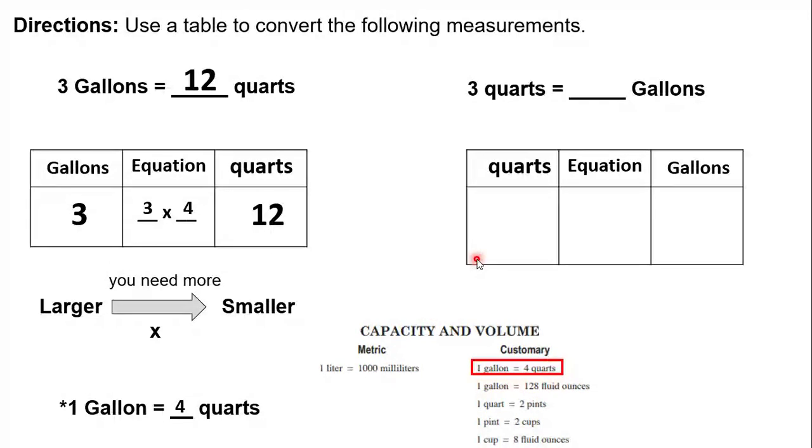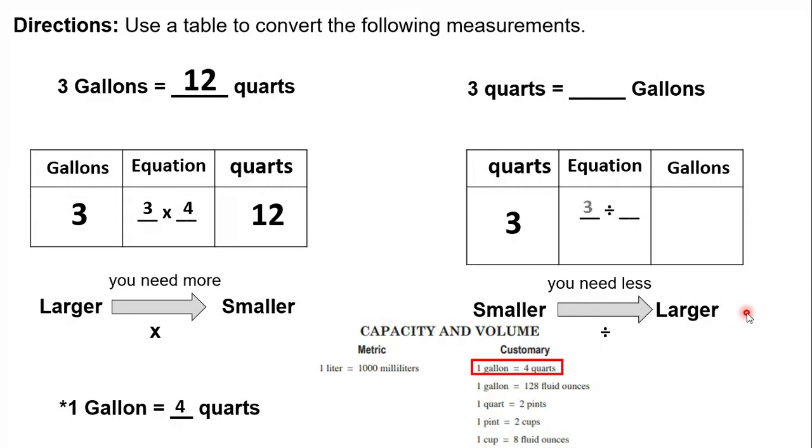In this problem, we're given 3 quarts. Since we're going from a smaller unit to a larger unit, we need less of the larger unit. Since we need less gallons to make up the same amount of quarts, we're going to divide. So we'll divide 3 quarts, because that's what was given to us, by 4 quarts per gallon, which is what we got off the reference sheet. 3 divided by 4 equals 3/4. So 3 quarts equals 3/4 of a gallon.